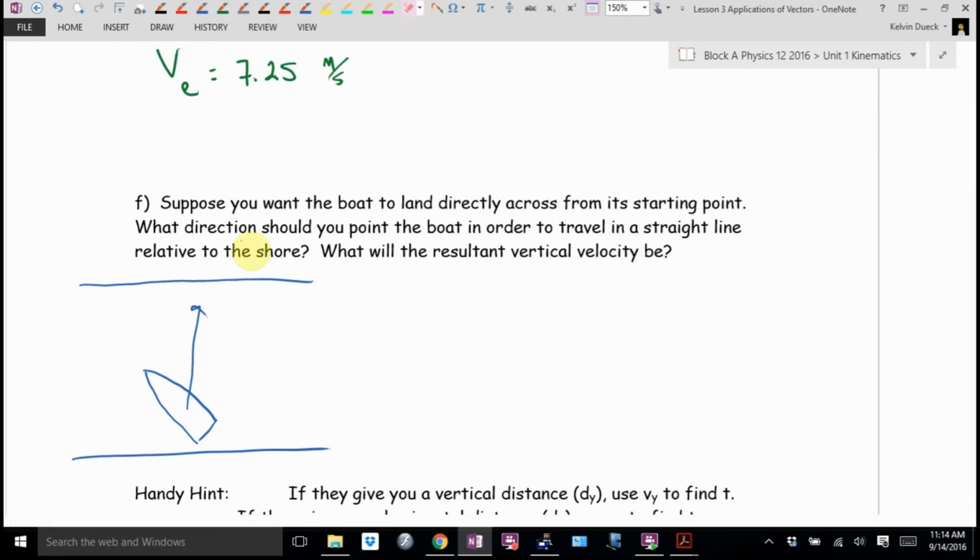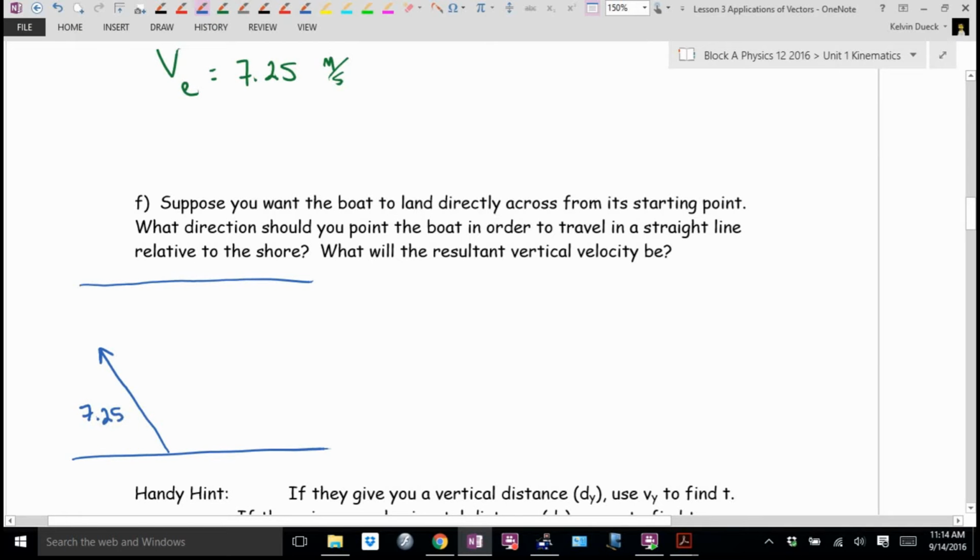So I'm going to argue that we need to point the boat this way. I'm not quite sure what angle it's going to be, but I can tell you how fast we're going: 7.25 meters per second. He's flooring it. I don't care. If he's going against the current, now you're talking about the resultant. Relative to the boat, it's 7.25 meters per second because that's what the engine's putting out. Relative to the shore, they'll see something different because there's a current and all sorts of other stuff involved.